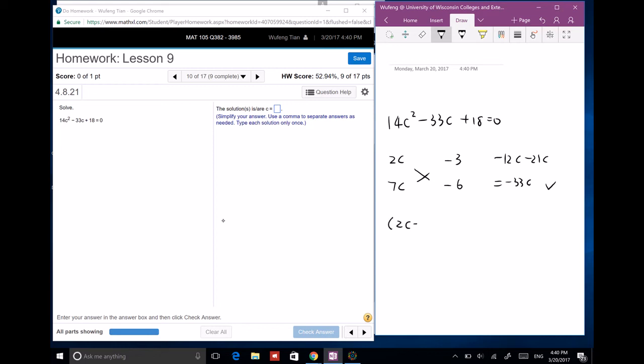2c minus 3 times 7c minus 6 equals 0. So 2c minus 3 equals 0, or 7c minus 6 equals 0. So c equals 3 halves, c equals 6 over 7.